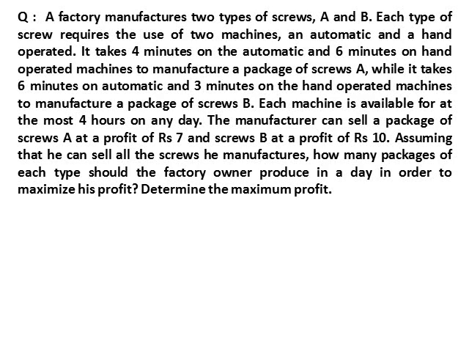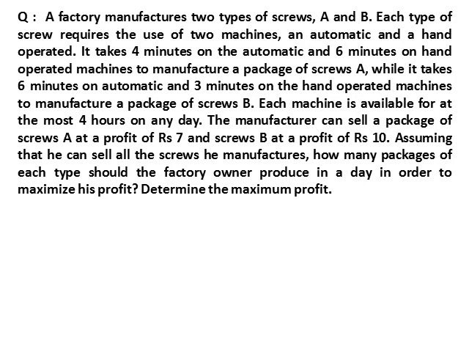It takes 4 minutes on the automatic and 6 minutes on hand operated machine to manufacture a package of screw A, while it takes 6 minutes on automatic and 3 minutes on the hand operated machines to manufacture a package of screws B. Each machine is available for at the most 4 hours on any day.